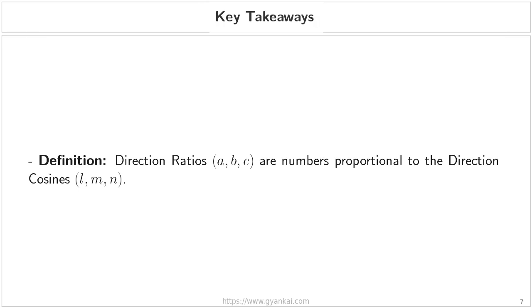Key takeaways. First, let's revisit the core definition. Direction ratios, which we denote as A, B, and C, are simply any 3 numbers that are proportional to the direction cosines, L, M, and N. This means they point in the same direction, even if their magnitudes are different.